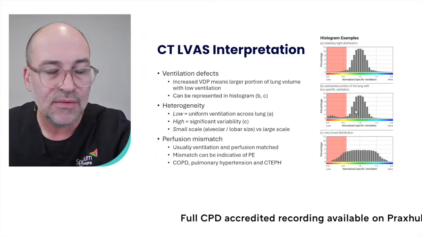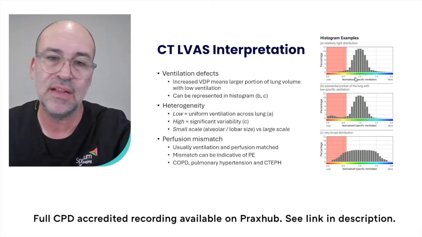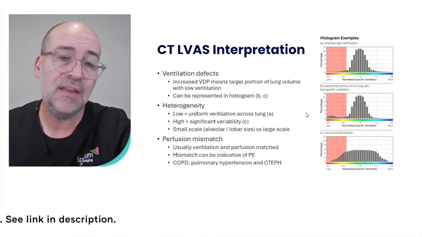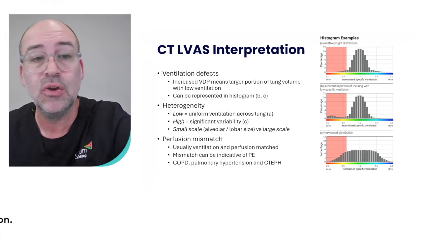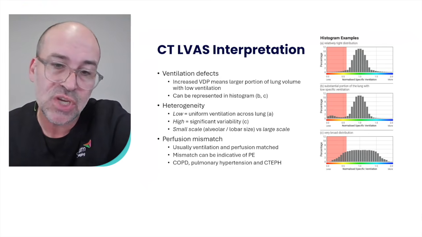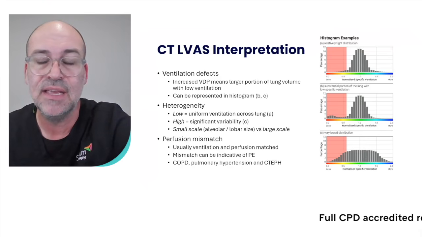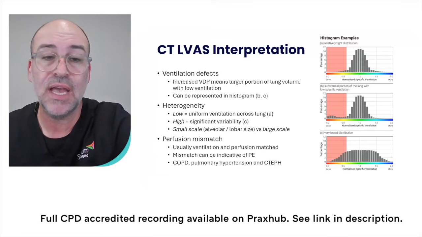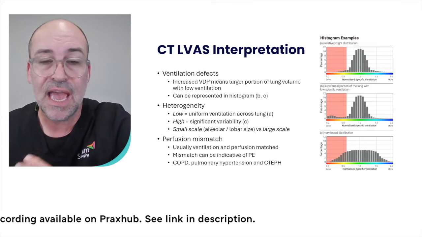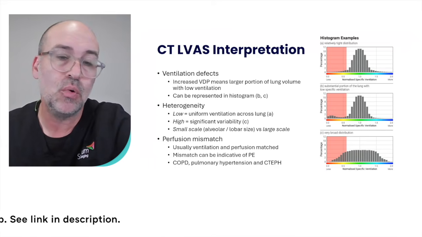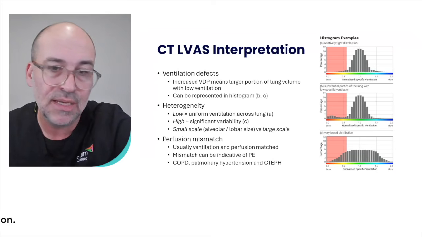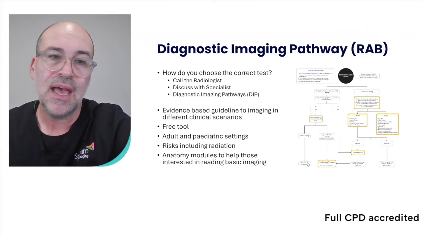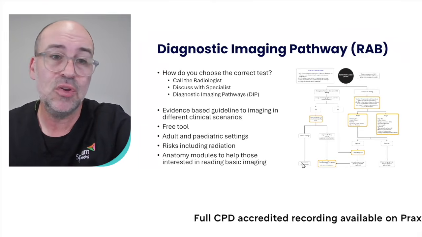The various things that we look at with a CT LVAS include ventilation defects. We also look at the heterogeneity of ventilation. And in the near future, there will be a component which is looking at perfusion. And this will be a game changer because not only will we be able to look at the structure and the function of ventilation, but we will also be able to look at the function of perfusion into the lung. And it's the mismatch of perfusion that is really important for some key diagnoses like COPD, for pulmonary hypertension, and for chronic thromboembolic disease.